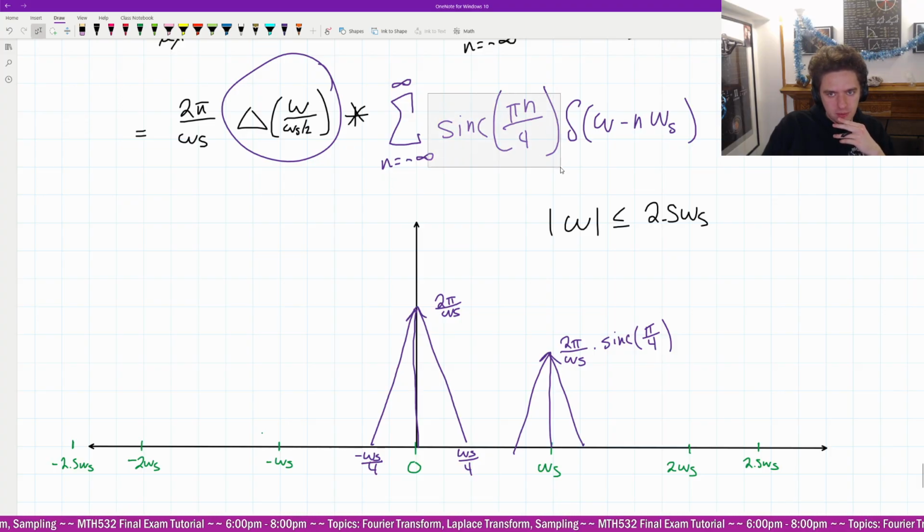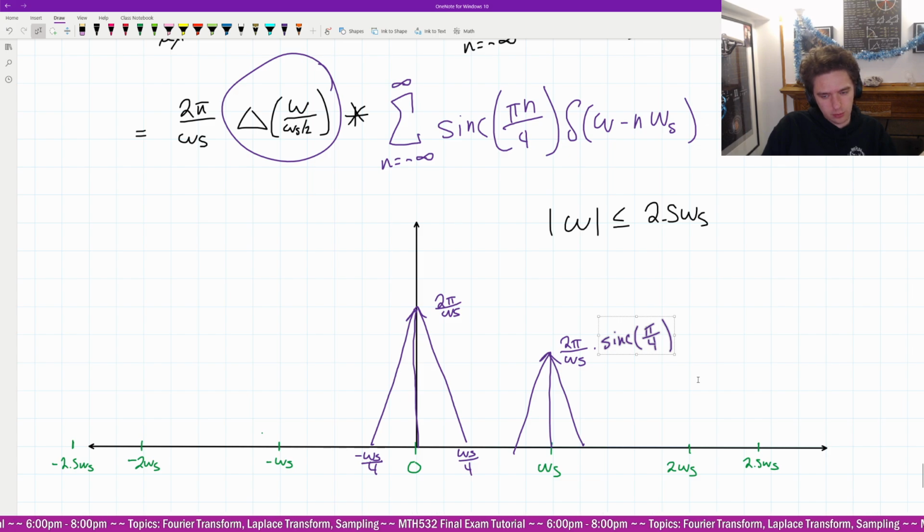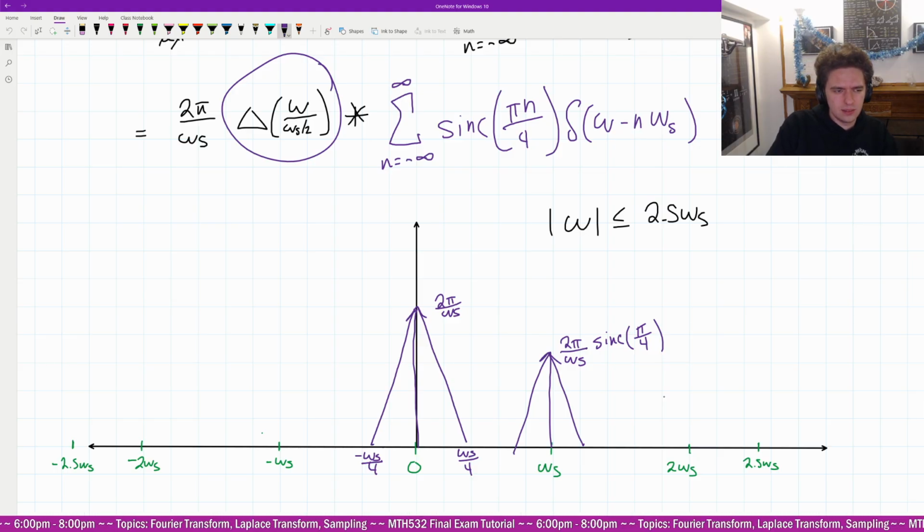A little overkill, writing that, but that will be the height of this triangle, because the amplitude comes from this, and it comes from this. We don't know omega s, so we can't write a specific number. This is also some decimal, so I'm not going to approximate it. Leave it like that. That's that height. And the negative one will be the same, or no, the negative one won't be the same. Sorry. The negative one will be the negative of this. Is that right? Sinc is symmetrical.